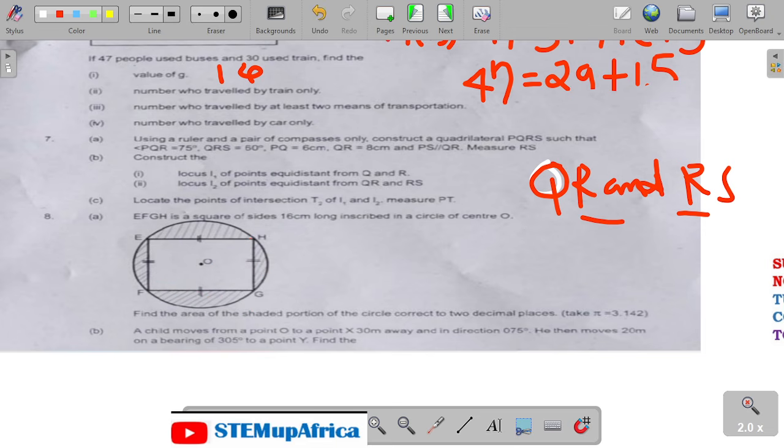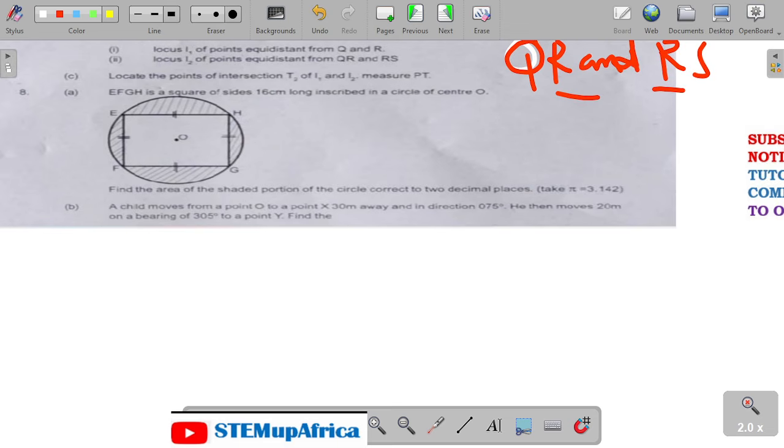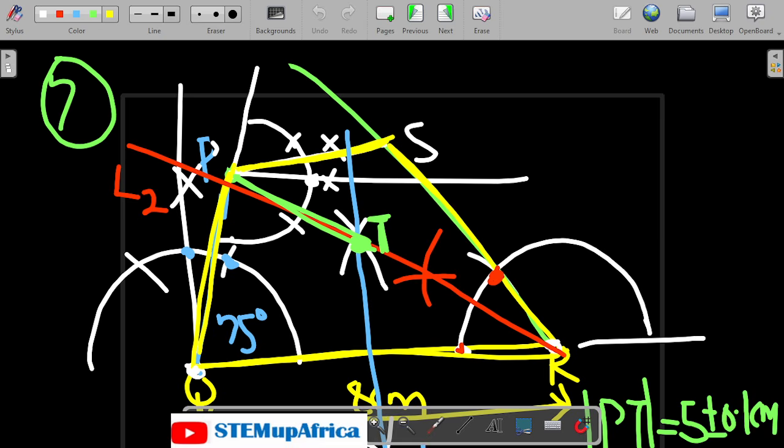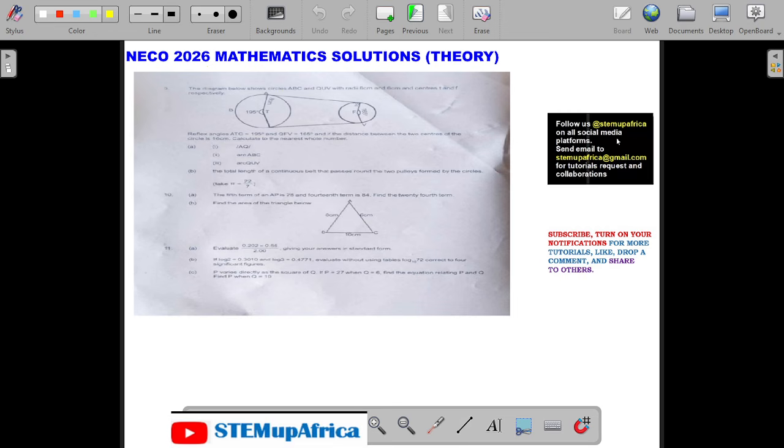8b says a child moved from point O to a point X 30 meters away, and then it moves 20 meters in the direction of this to a point Y. Find. So let's do that first. Let's draw the diagram. This is bearing and distance. Let's see what they are asked to find.